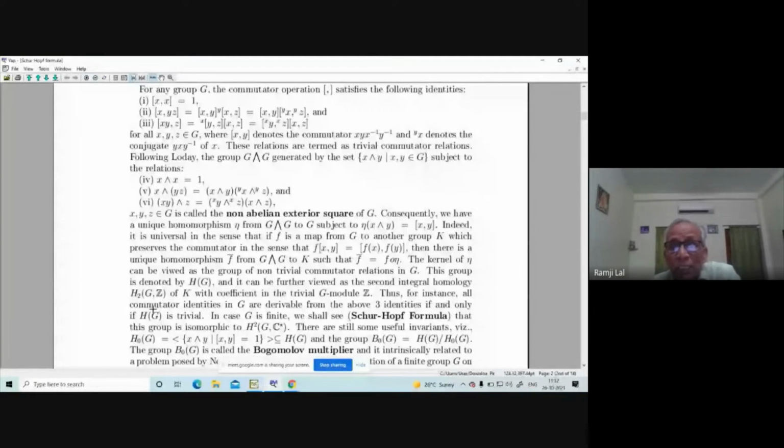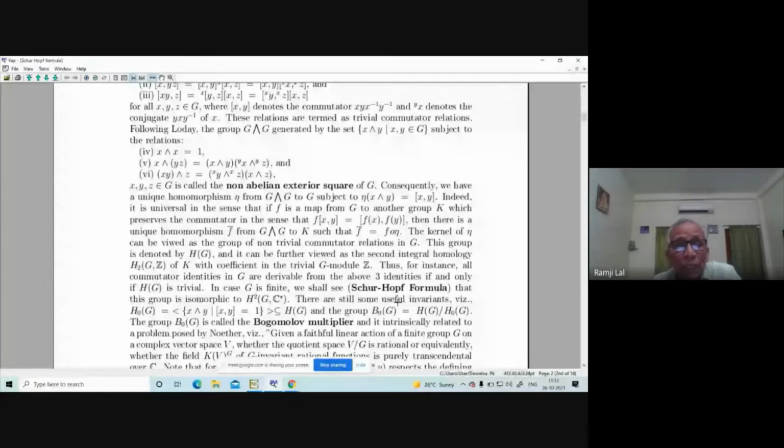So there are still some useful invariants, namely H0 of G, which is you look into these symbols x cap y which are mapped to the identity of the group G, such that the commutator of x and y is the identity, that means x and y commute.